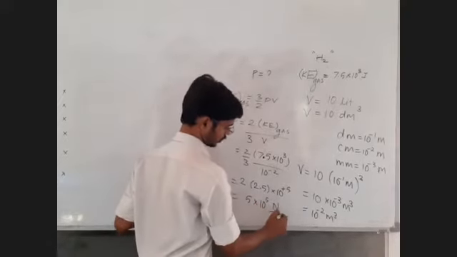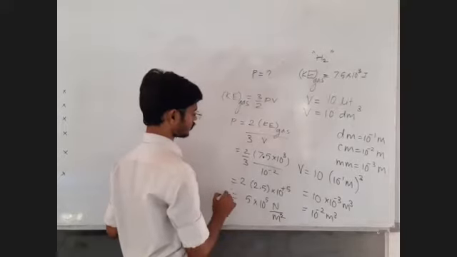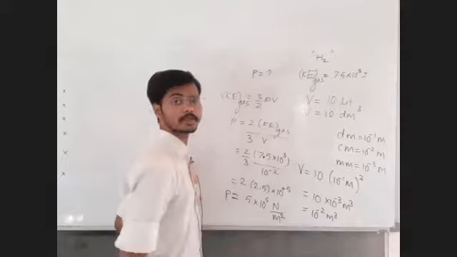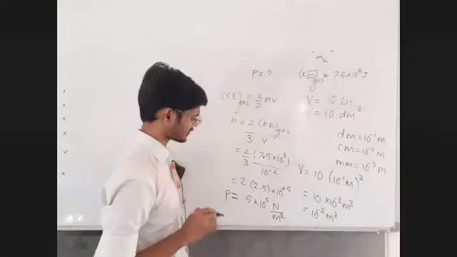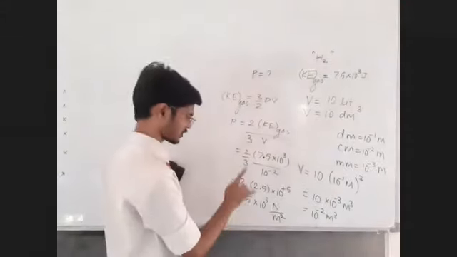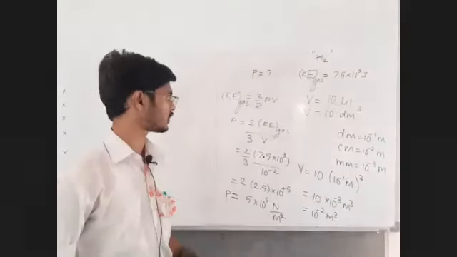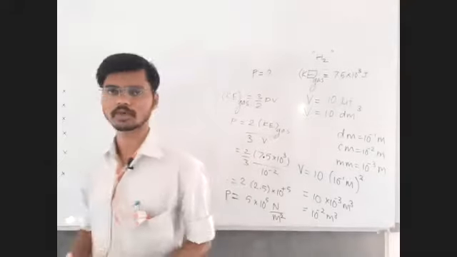Check what unit of the answer they are asking for. They are asking for the unit as Newton per meter square itself. So they want the answer in the SI unit, and we have calculated the answer in the SI unit. That's it. Let me know in the chat box whether this calculation is clear to all of you or not, so that we can move on to the next question.